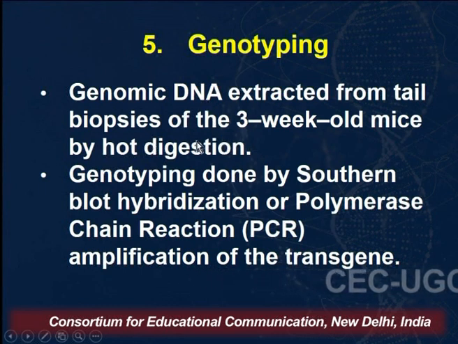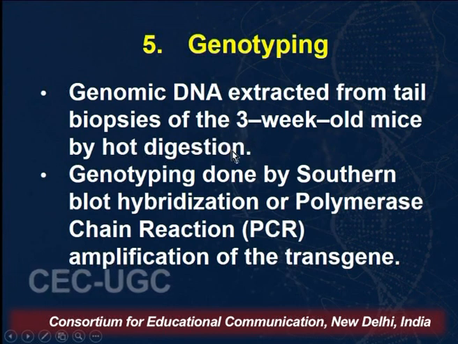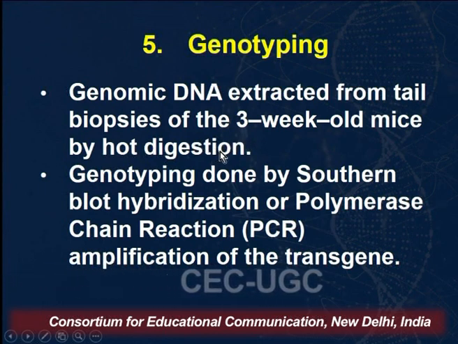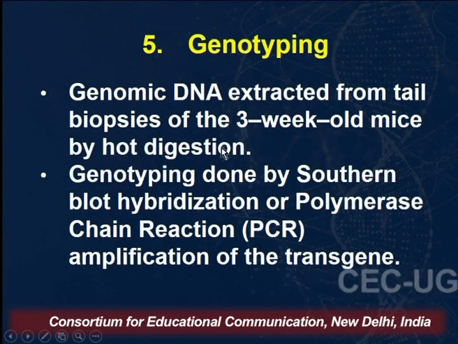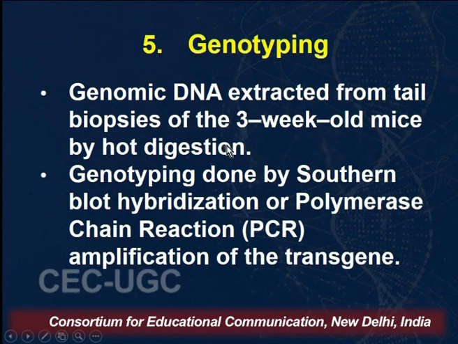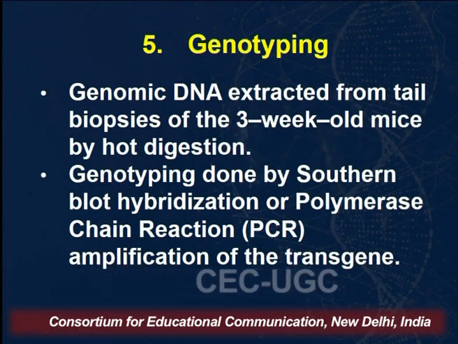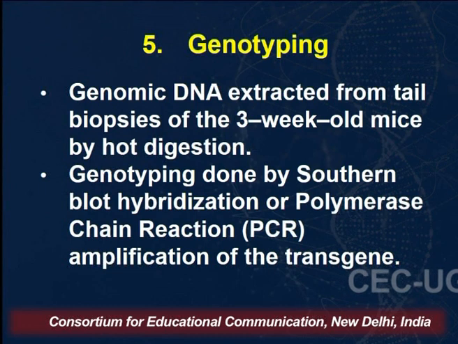In hot digestion, the mouse tail is kept in a lysis buffer, and made hot by putting it at 95 degrees Celsius for some time, and then it is put on ice, neutralized, and then centrifuged so as to get the supernatant. In that supernatant we can check whether the transgene is present or not.